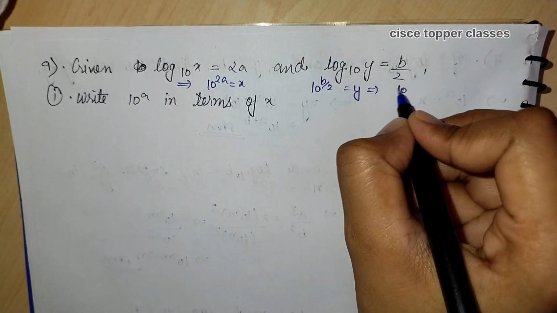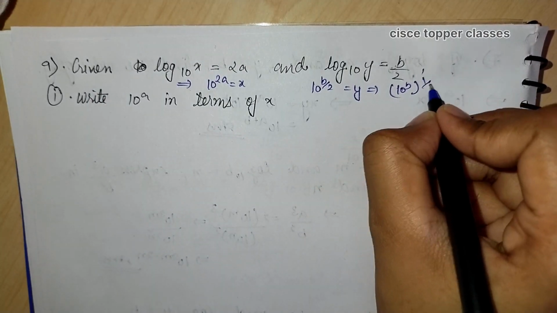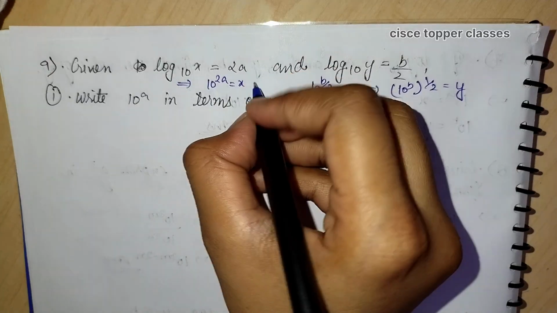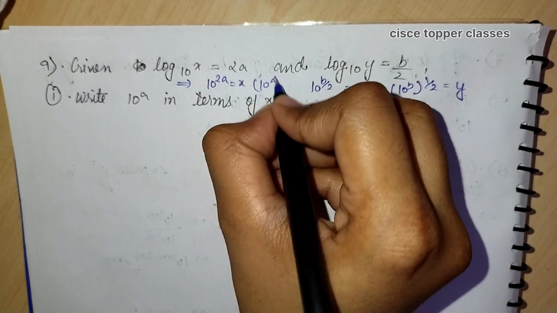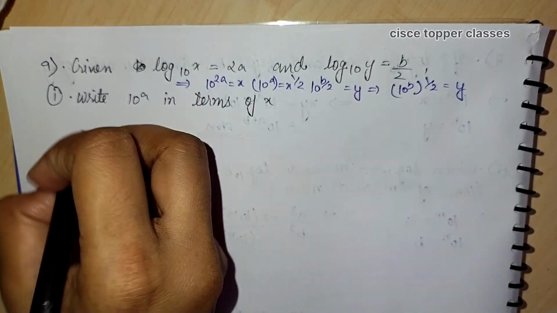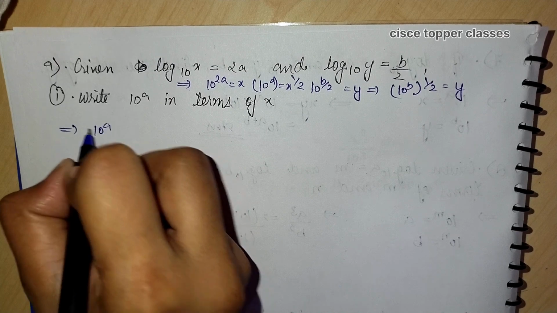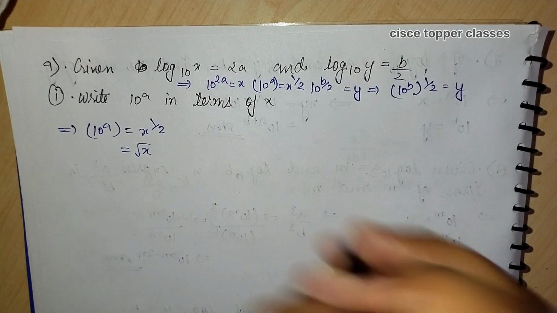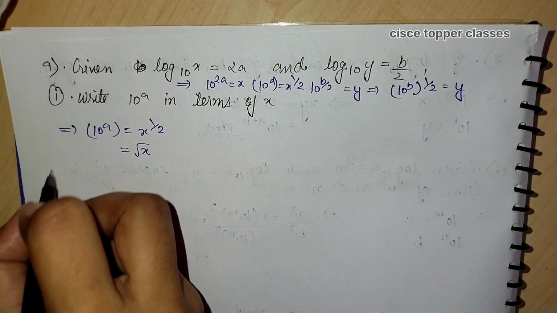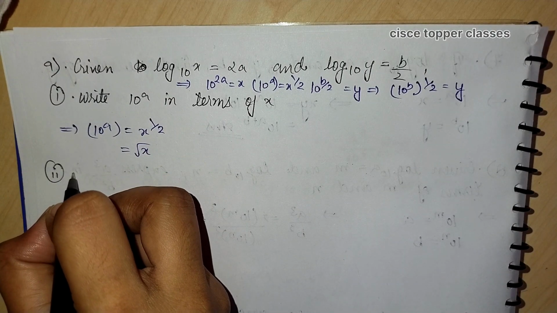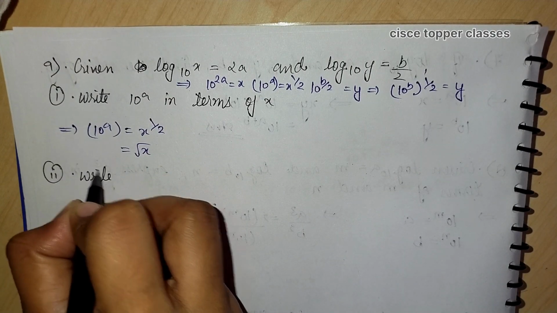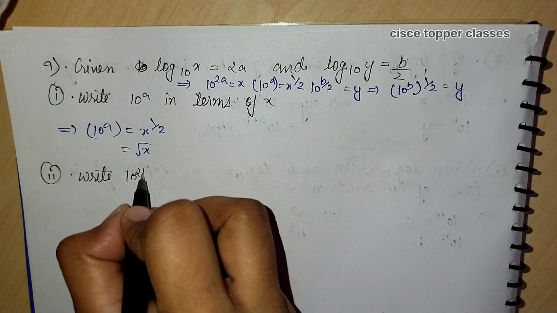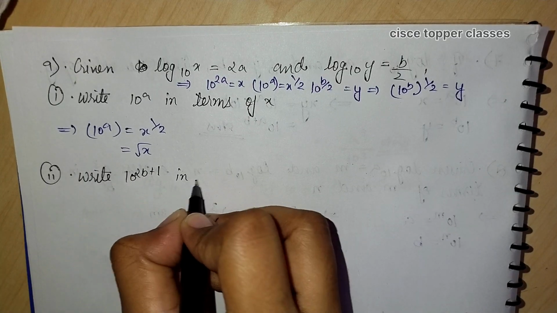So it will be 10 की power b का half equal to y and 10 की power a is equal to x की power half. So 10 की power a from here we got it as x की power half, means under root x. So this is the answer of first part. Now the second part says that we have to write the value of 10 की power 2b plus 1 in terms of y.